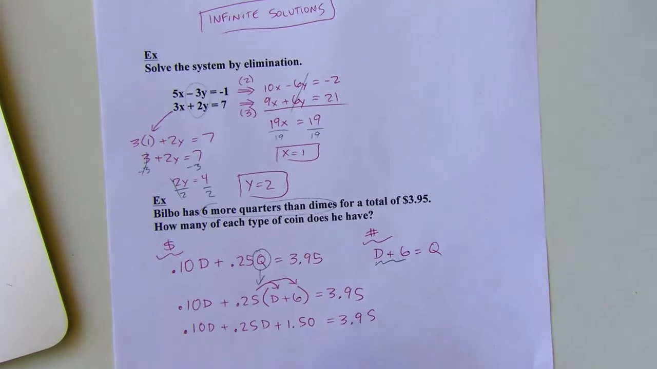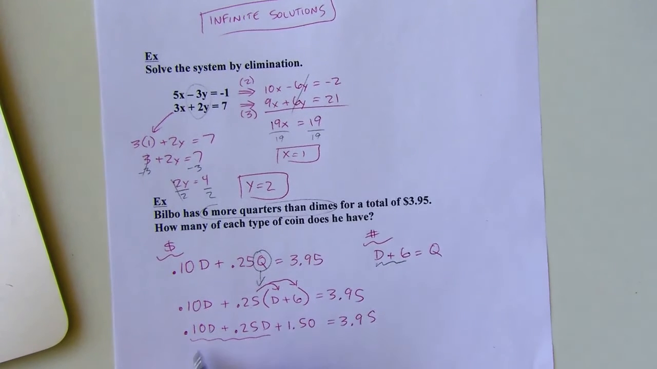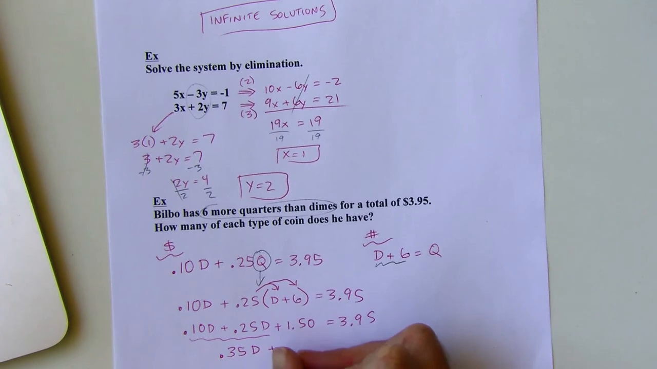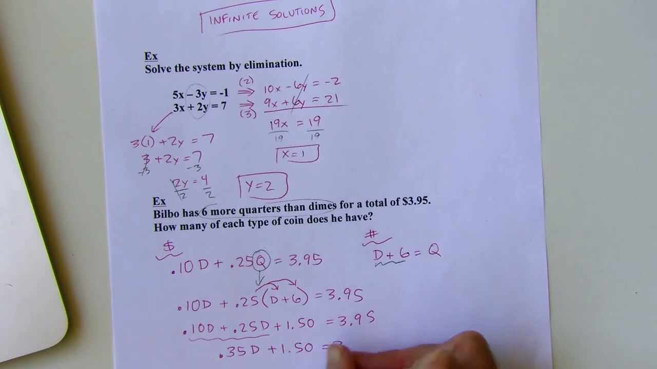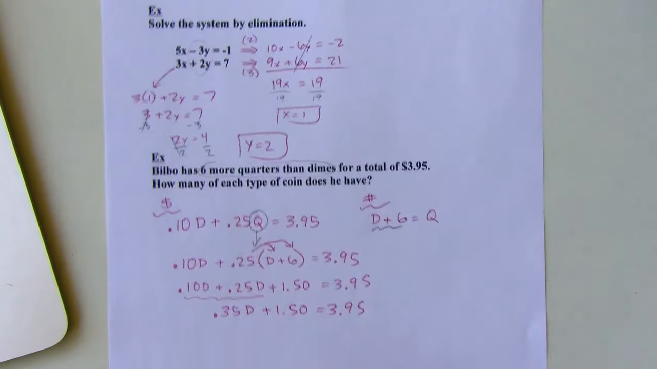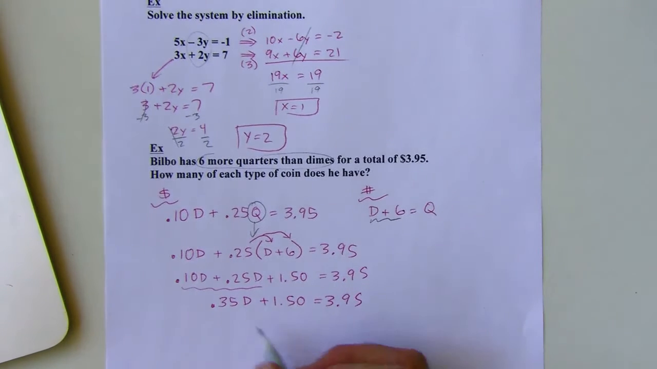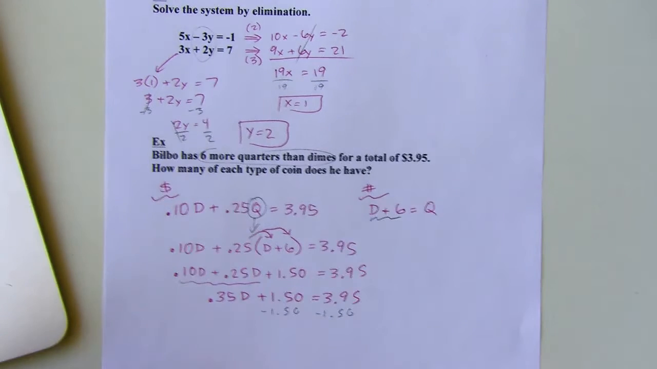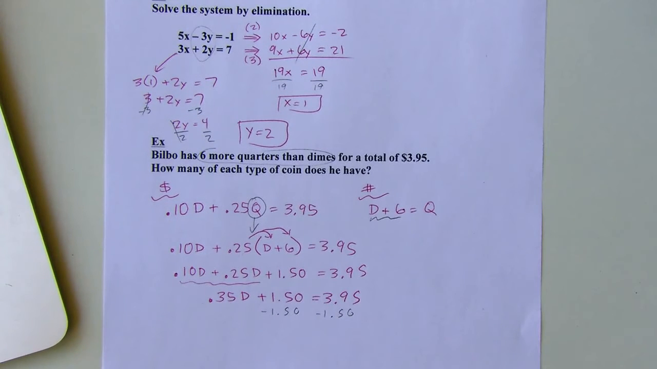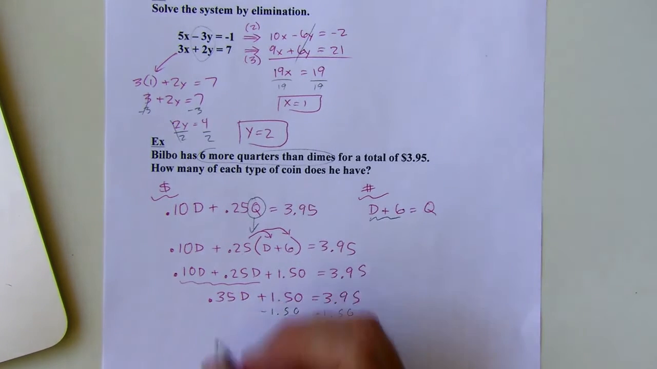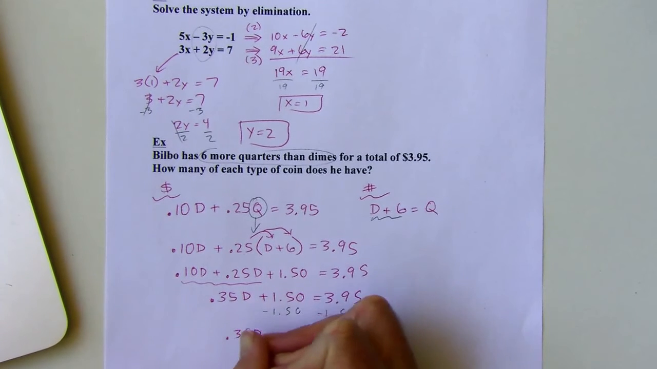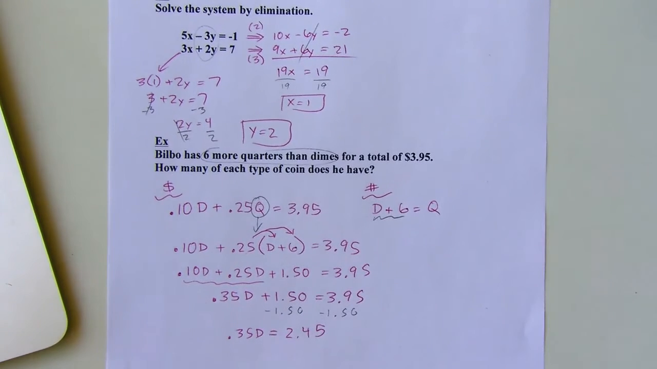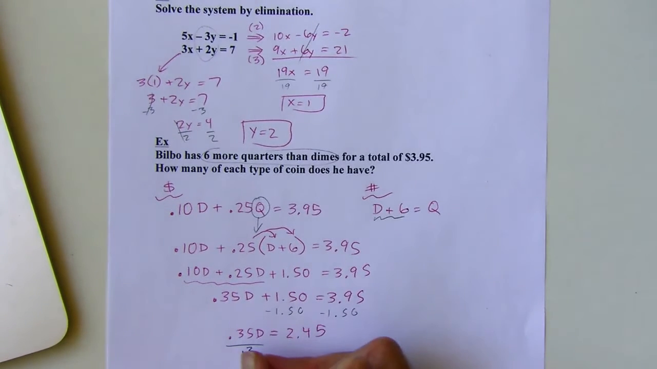Okay, I'm going to combine my like terms, which are those two. That would give me 0.35 D. Okay, and now we're trying to get D by itself, so let's subtract 1.50. Gives me 2.45 on the right side. Okay, and then let's divide by 0.35.